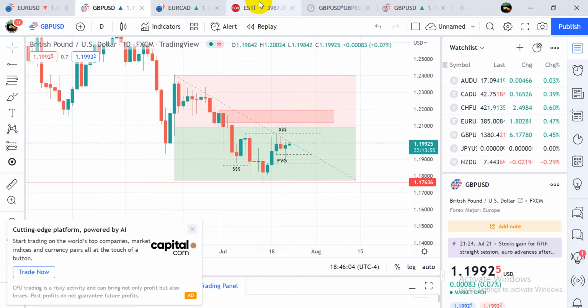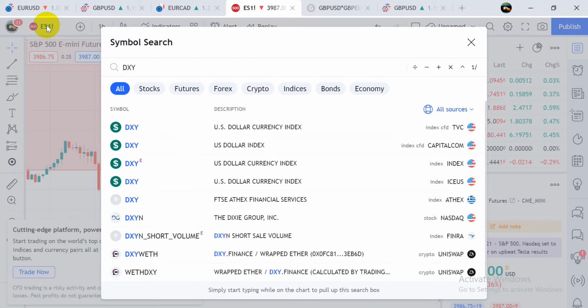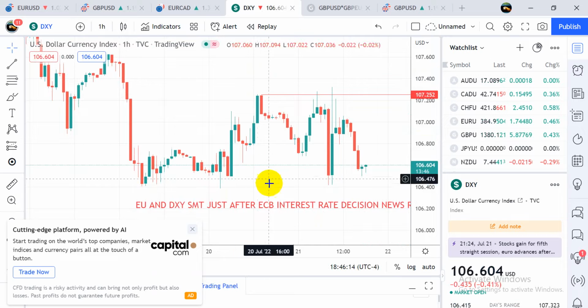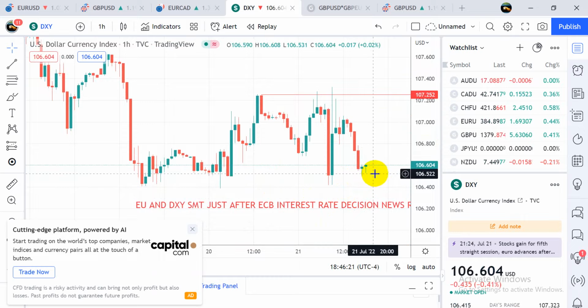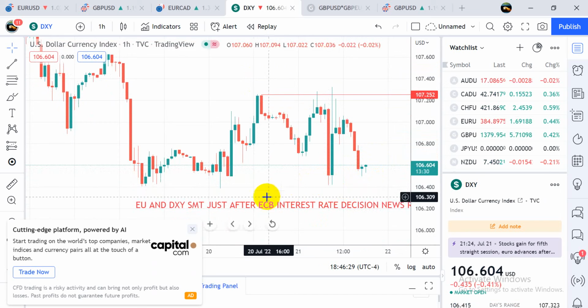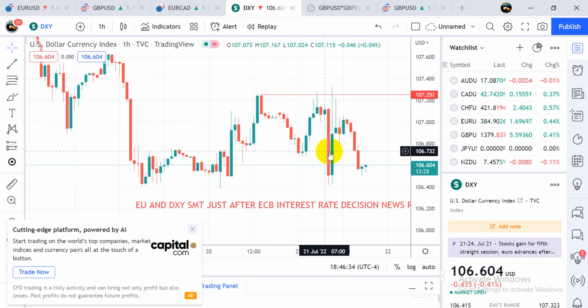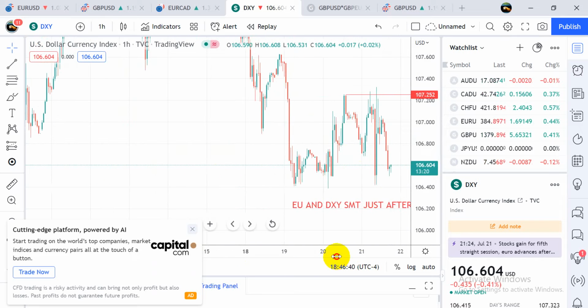Let us address DXY, the dollar index. I don't think there's much need to analyze DXY because it is potentially just going to do the same thing Euro USD is expected to do, but inverse, because DXY is weighted majorly against the Euro. So whatever I expect from the Euro, I expect DXY to give me the inverse of the same.